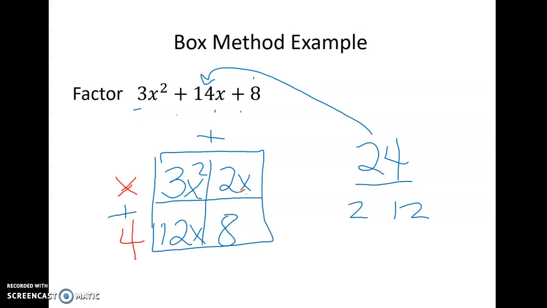And now reading up, I have 3x squared and 12x. Well, I know they both have an x, and 3 can go in both of them. And then I have 2x and 8, so the GCF is going to be 2. You can check: x times 3x is 3x squared, x times 2 is 2x, 4 times 3x is 12x, and 4 times 2 is 8. So there's our binomial factors. The last step is just to write them as a binomial times a binomial.